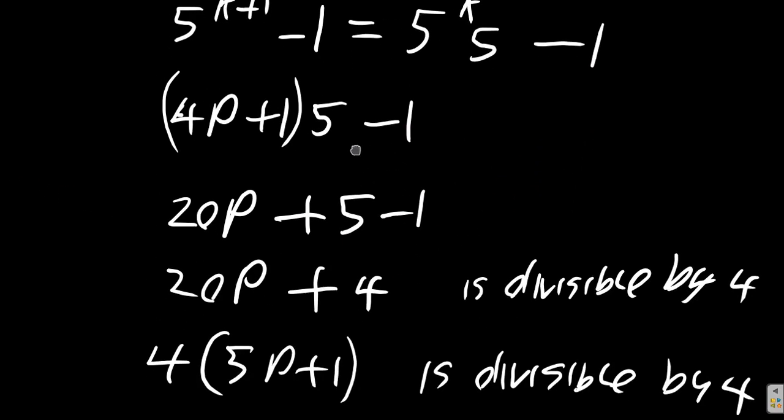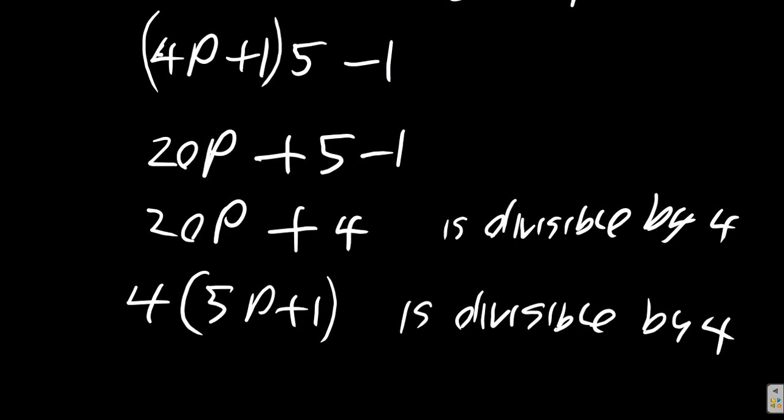So here we have, when we multiply the 5 by 4p, 20p. And then 5 by 1 is 5 minus 1. 20p plus 5 minus 1 gives you 20p plus 4. And then to show clearly that it is divisible by 4, we factor out 4. So remember, 5p plus 1 is an integer. And 4 times that would be divisible by 4. So our statement is proved.